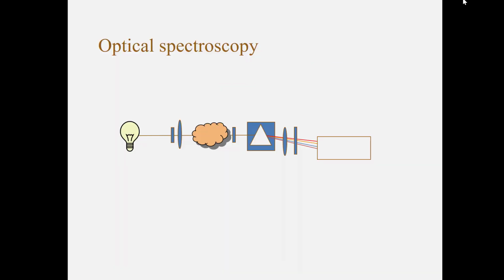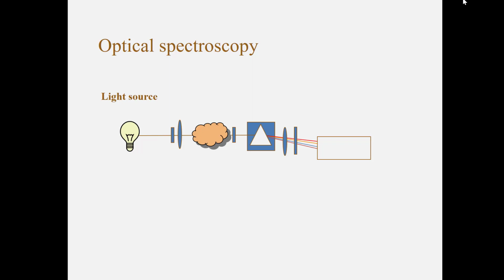So here we have a schematic picture of an optical spectroscopy setup. Let's go through and quickly discuss the different parts, give some examples of what kind of parts we can have, and then we will dive into each part in a little bit more detail. So the first thing we have is a light source.